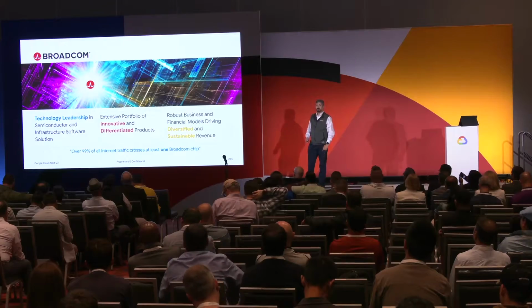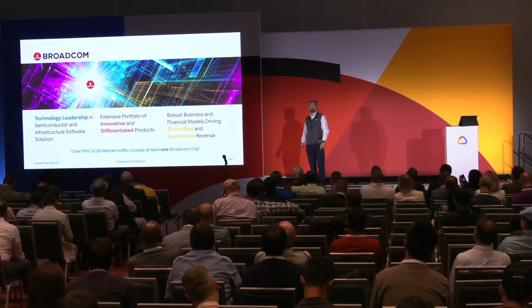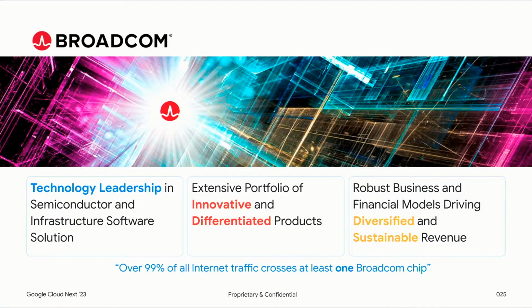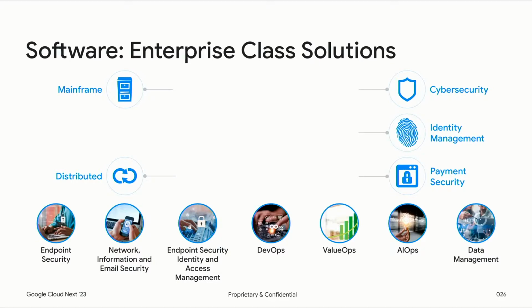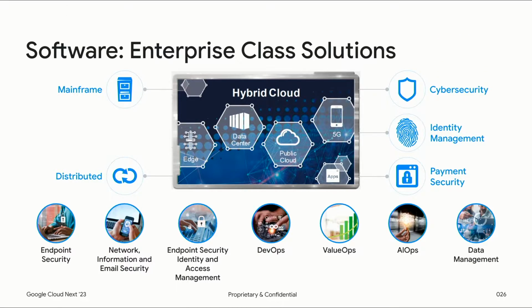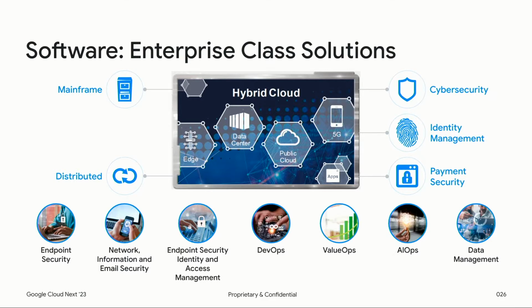At the end of the day, it's all about a sound financial model, a robust business that drives diversified and sustainable revenue, which is really important to us. So what does our software portfolio look like? From mainframe to mobile, we power, enable, maintain, automate, monitor, and secure some of the world's largest, most complex, and mission-critical systems for our customers. We have products both on-prem and in the SaaS space, primarily gained through acquisitions.